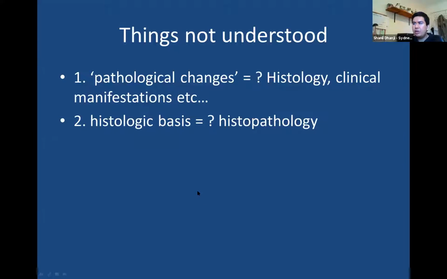Things not understood. So there's a lot of interchangeable terms that they sort of have when they say pathological changes. I wasn't sure whether that actually referred to histology or the clinical manifestations. And in some of the model answers, they just provided both, so the clinical findings as well as histology findings when they're asking for pathological changes. And similarly for histologic basis, whether that's describing the histopathology. And a lot of the model answers gave the pathogenesis, so the genetics of it, and the pathophysiology and how that manifests as the histological manifestation as well.